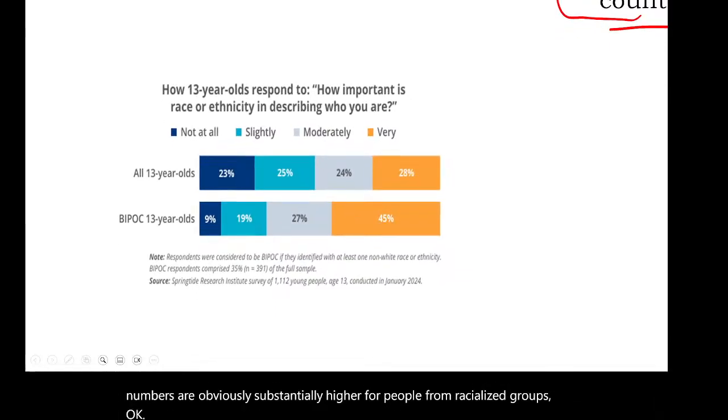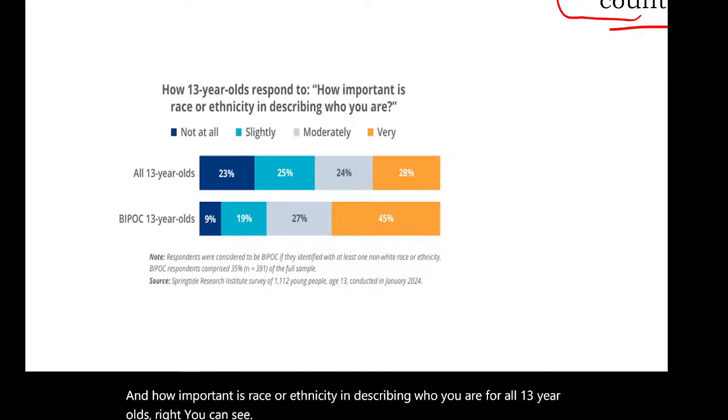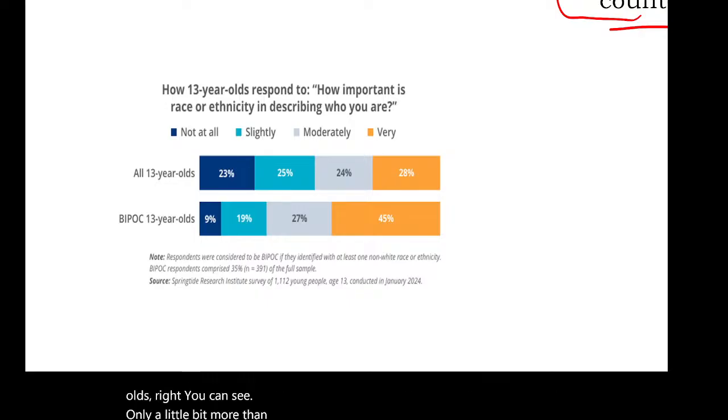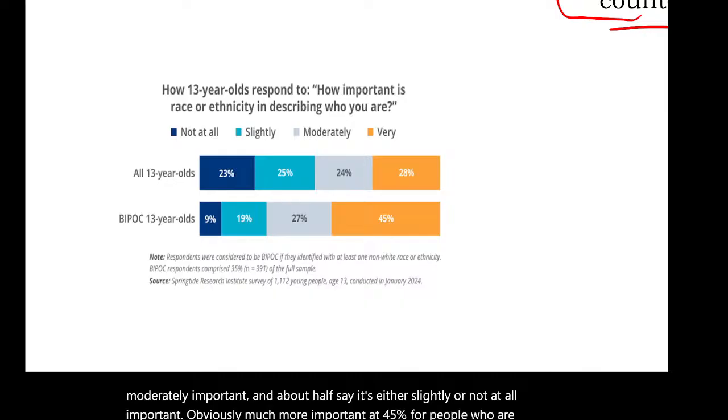And how important is race or ethnicity in describing who you are? For all 13-year-olds, you can see only a little bit more than a quarter say it's very important. About a quarter say it's moderately important, and about half say it's either slightly or not at all important. Obviously, much more important at 45% for people from minorities. So that again kind of makes sense.